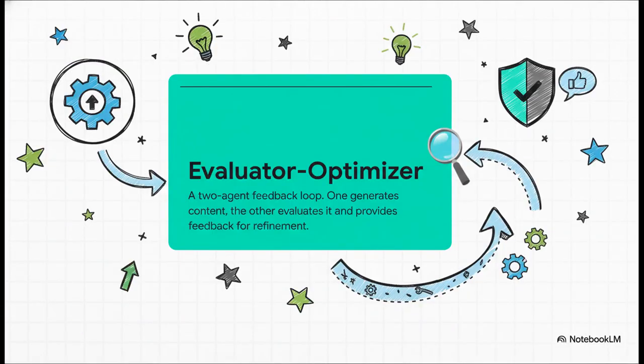All right, on to our third and final pattern. This one is for when good enough just isn't good enough. It's the evaluator-optimizer workflow. Think of it like a writer and a really tough editor. You've got one agent, the generator, that creates something. Then a second agent, the evaluator, comes in, inspects the work against the checklist, and gives feedback. The first agent takes that feedback, makes it better, and the whole loop starts again.